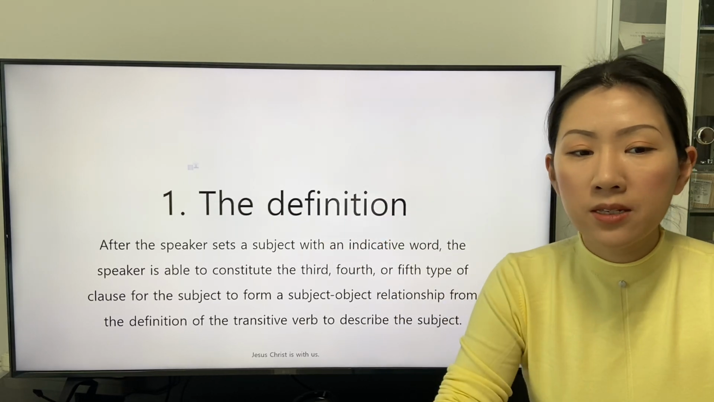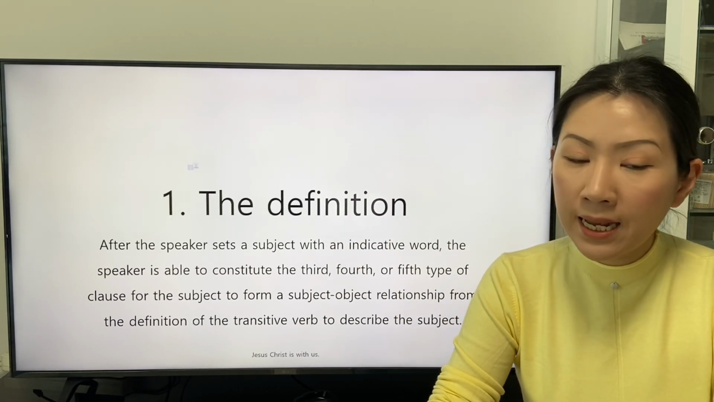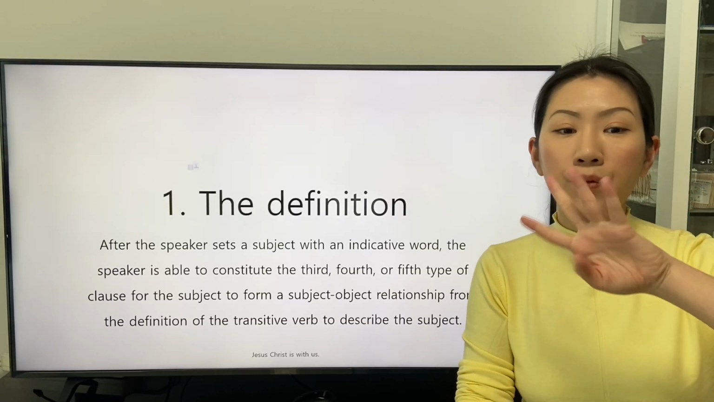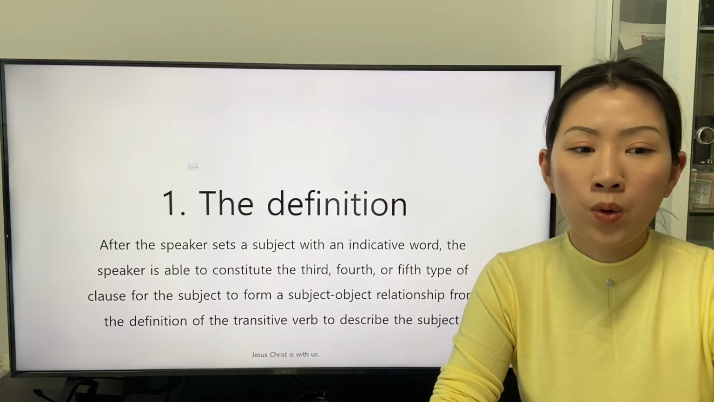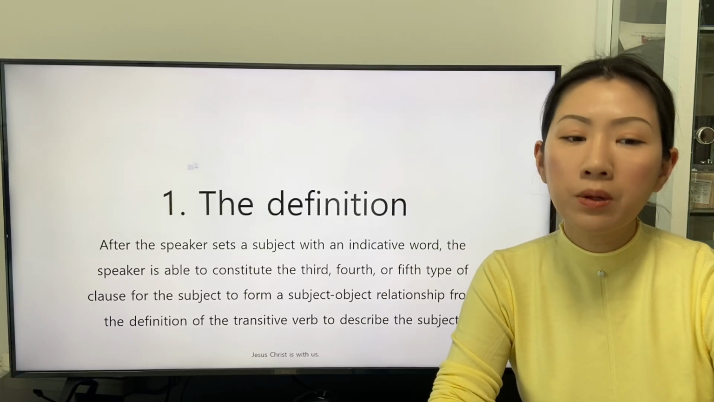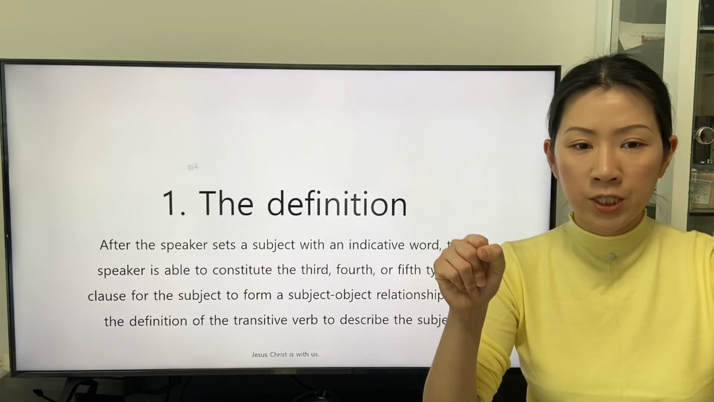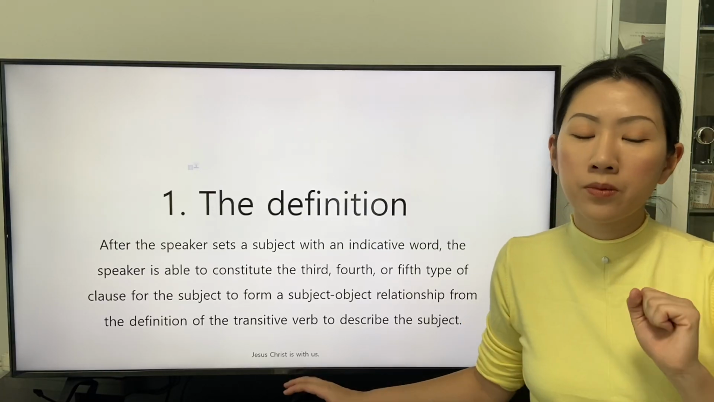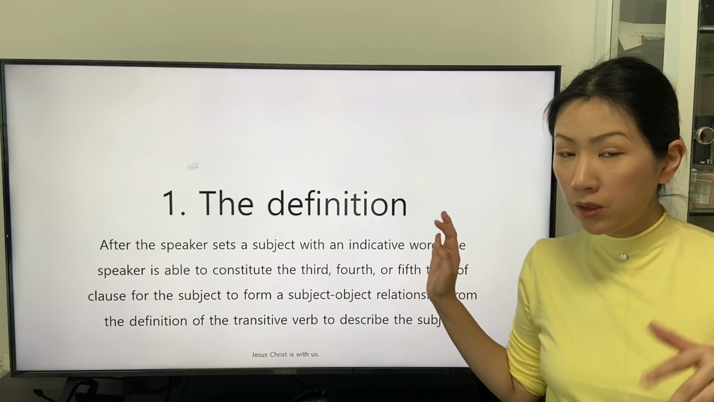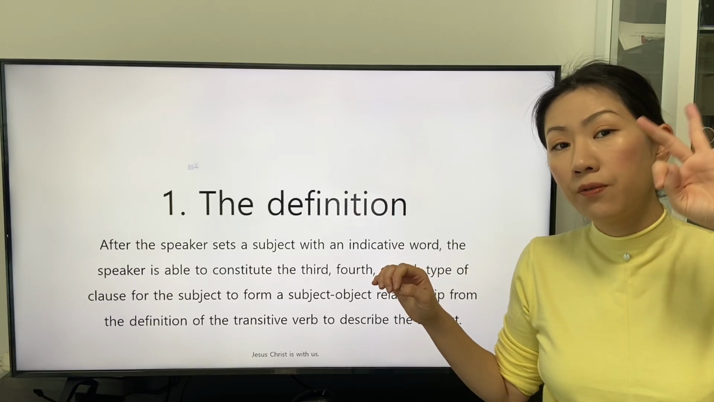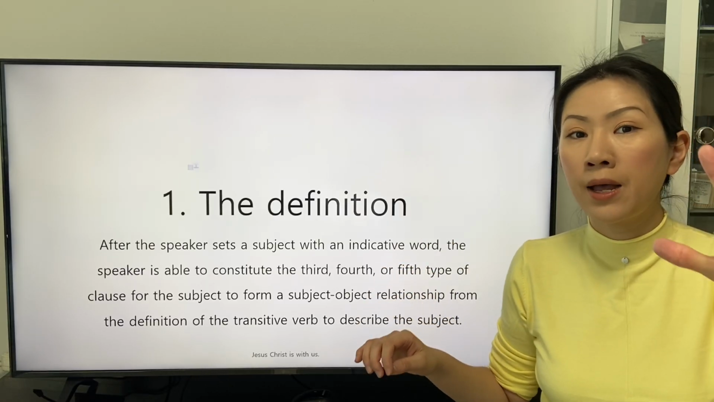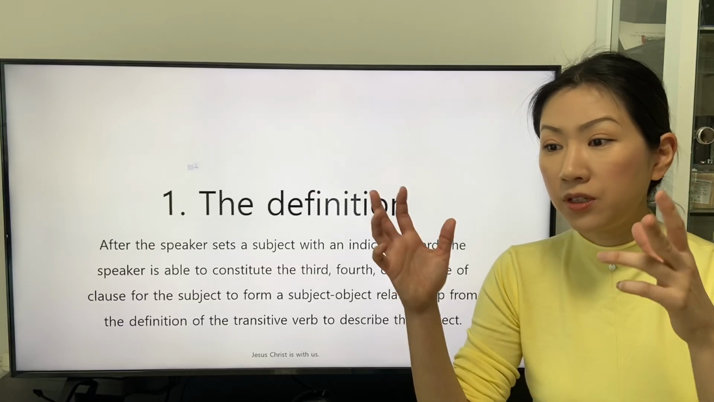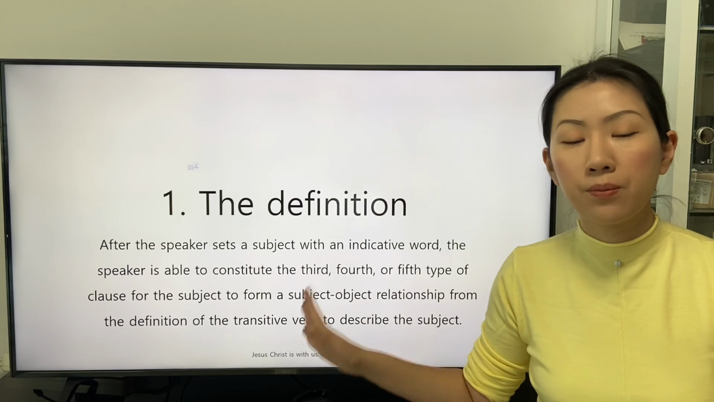After the speaker sets a subject with an indicative word, the speaker is able to constitute the third, fourth, and fifth type of clause for the subject to form a subject-object relationship from the definition of the transitive verb to describe the subject. From now on, we will study the third, fourth, and fifth types of clauses with the transitive verb.